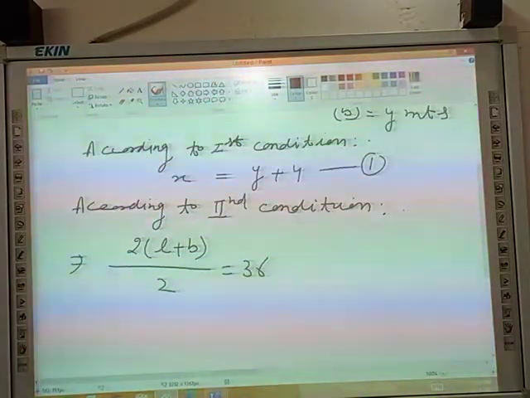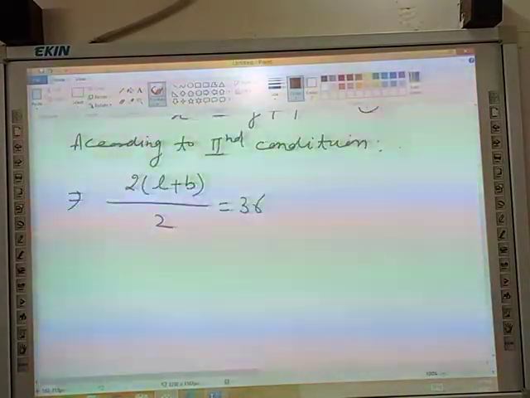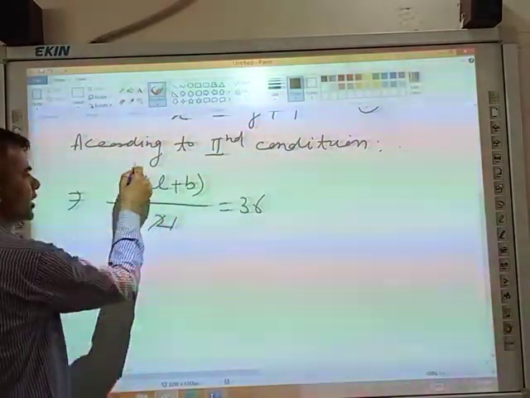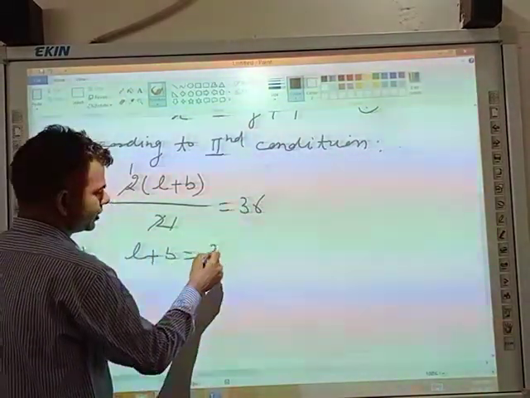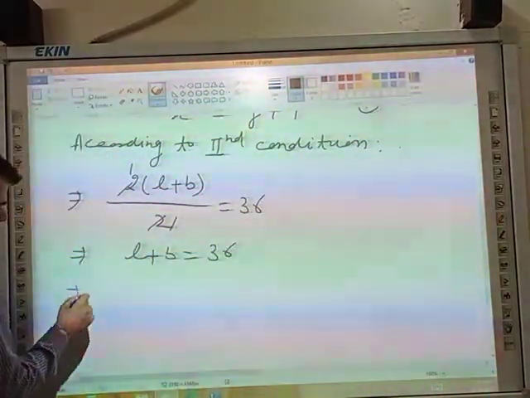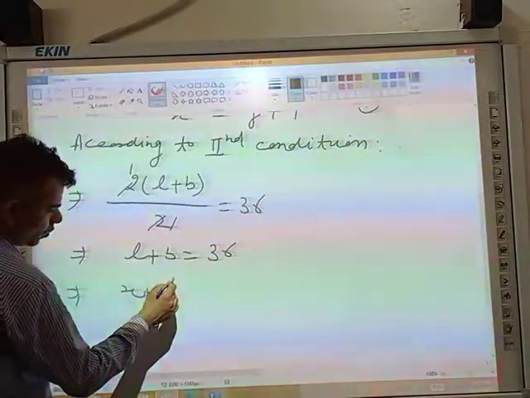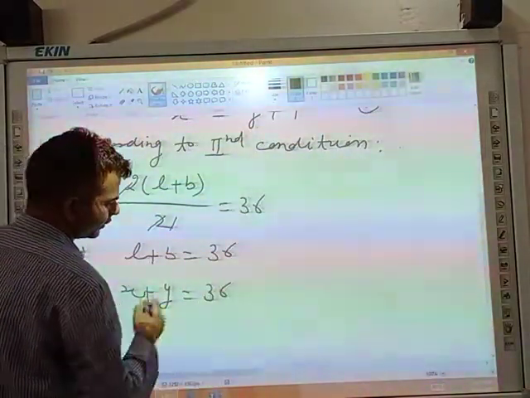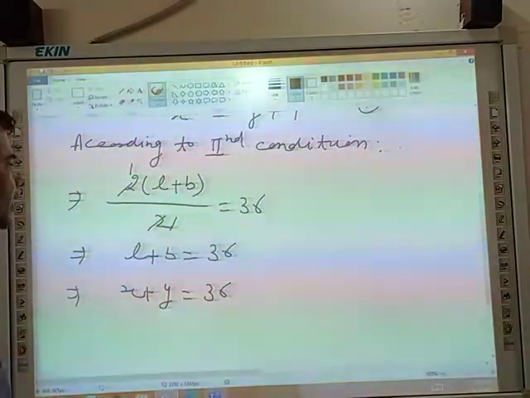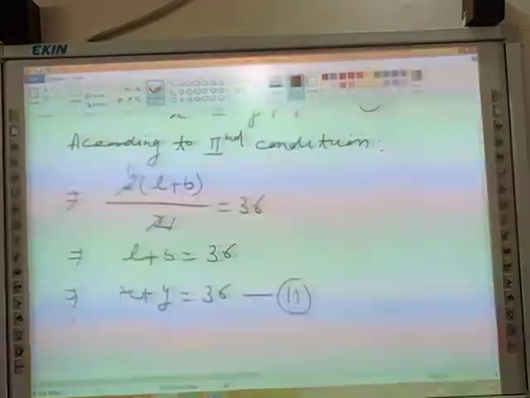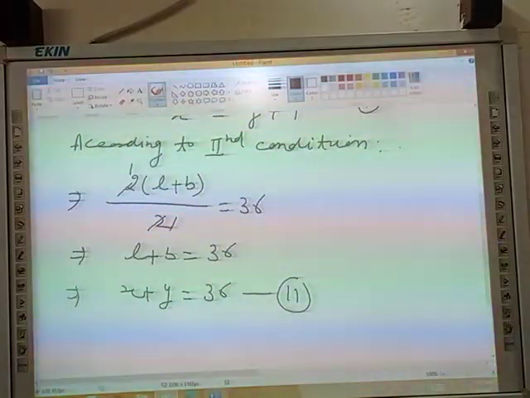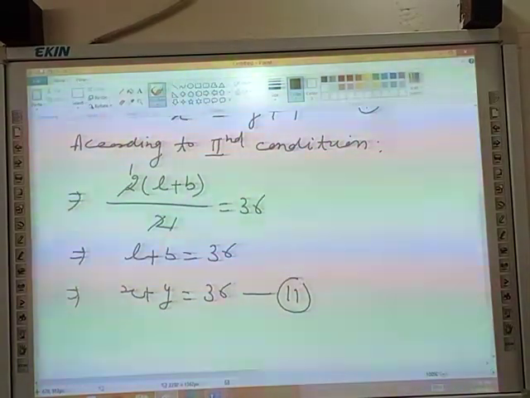Students, any doubt, any problems? No, sir. 2 ones are 2, 2 ones are 2. Now L plus B, length plus breadth, is 36. Students, length is x, breadth is y, that is equal to 36. That is your second equation.